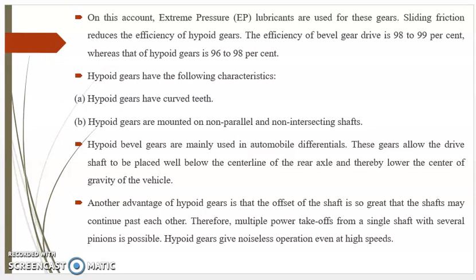Hypoid bevel gears are mainly used in automobile differentials. These gears allow the drive shaft to be placed well below the center line of the rear axle and thereby lower the center of gravity of the vehicle. Another advantage of hypoid gears is that the offset of the shaft is so great that the shafts may continue past each other. Therefore, multiple power takeoffs from a single shaft with several pinions is possible. Hypoid gears give noiseless operation even at high speeds.